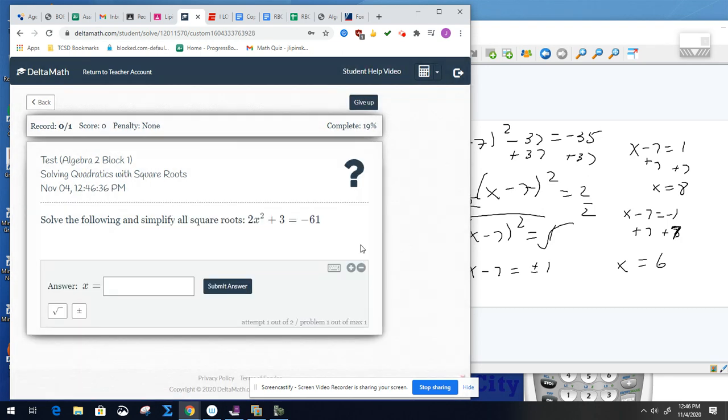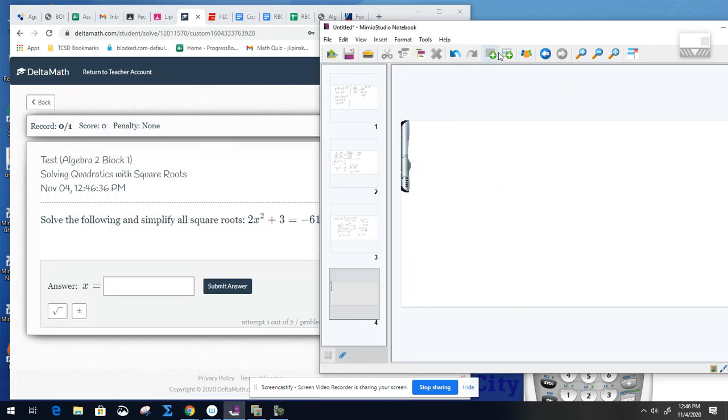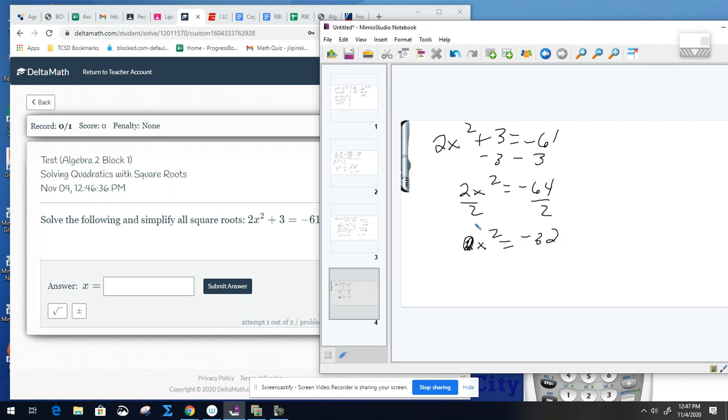So next section, solving with square roots again. Problems are going to get a little bit more challenging as we go through these. 2x squared plus 3 equals negative 61. I'll subtract the 3. 2x squared equals negative 64. I'm going to divide by 2. And x squared is going to equal negative 32. I'm sorry, no, just x squared. Okay, no 2 there.